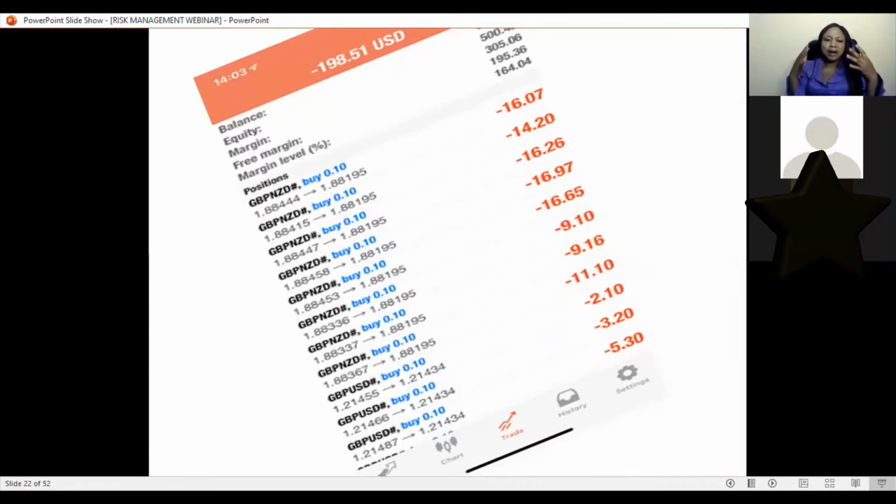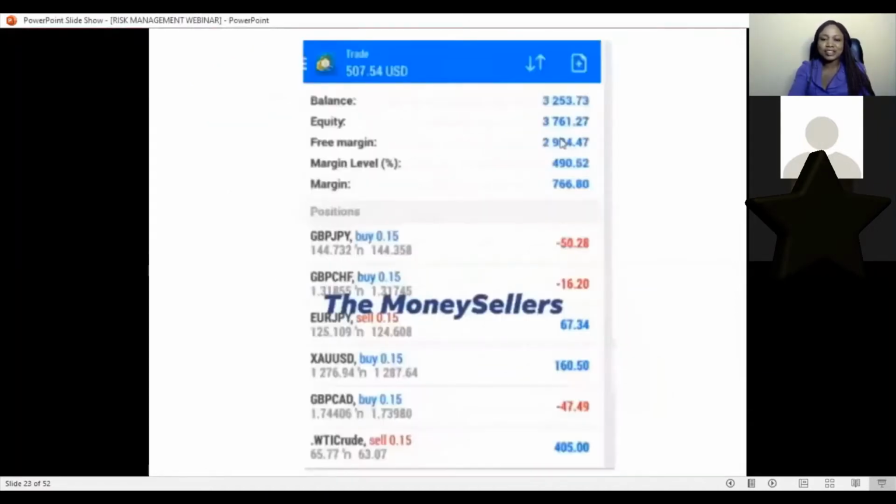So when we are talking about risk management, there are a lot of things that you need to take note of. There are rules, there are checklists that you should follow as a risk manager. Because as a trader, you're not just a trader, you should be a risk manager as well. Now look at this trade. This trade is not 100% compliant with risk management, but to a large extent it is. And I'm going to tell you why. Now look at this particular trade.